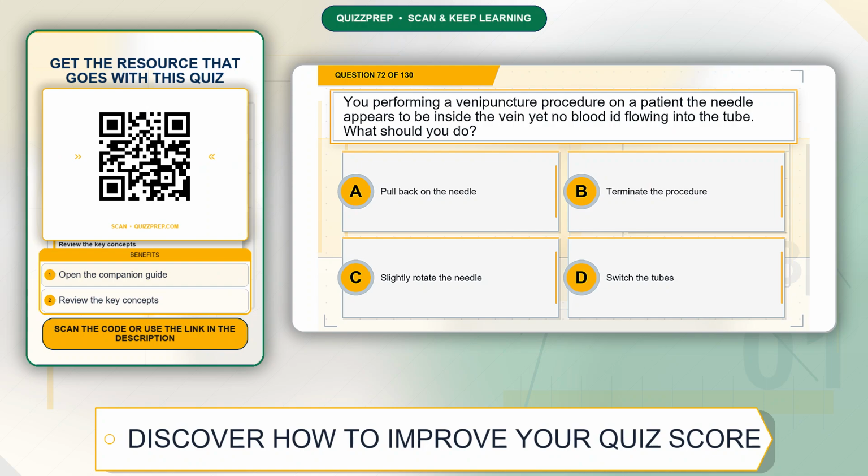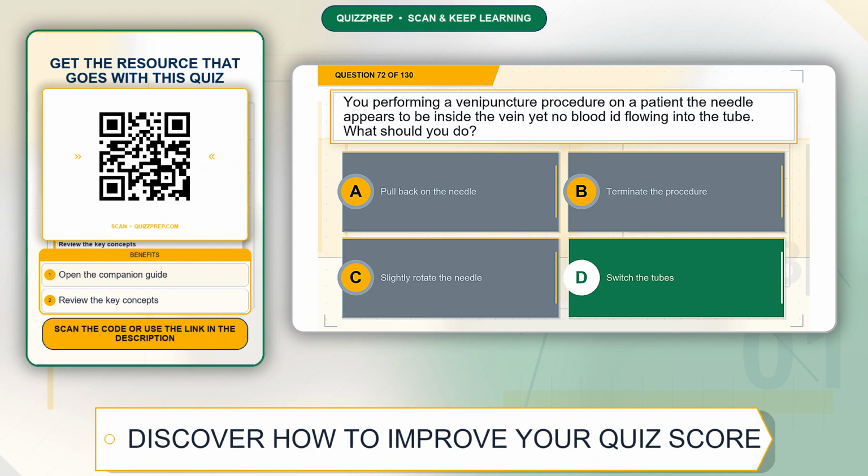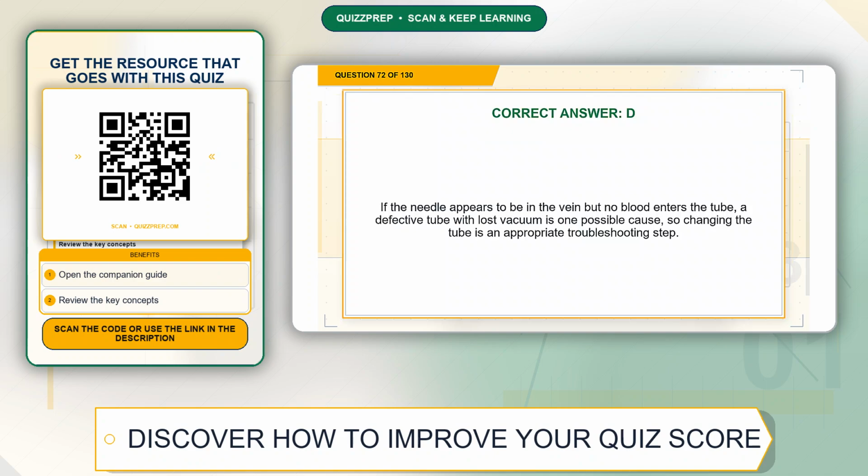Option B, terminate the procedure. Option C, slightly rotate the needle. Option D, switch the tubes. The correct answer is option D, switch the tubes. Explanation. If the needle appears to be in the vein but no blood enters the tube, a defective tube with lost vacuum is one possible cause, so changing the tube is an appropriate troubleshooting step.